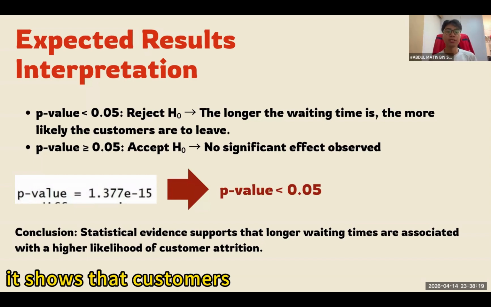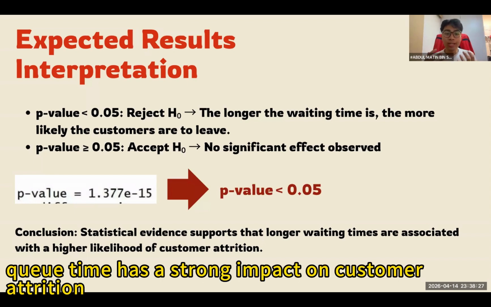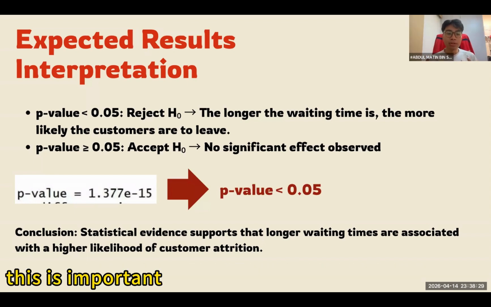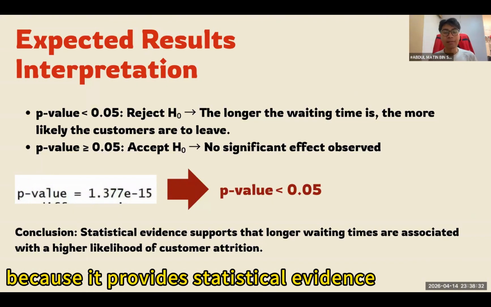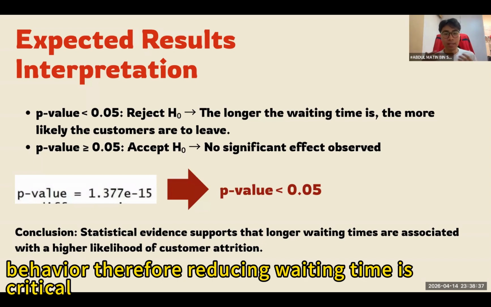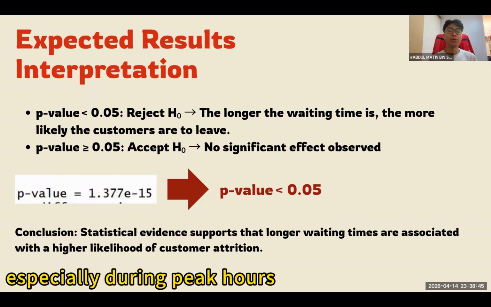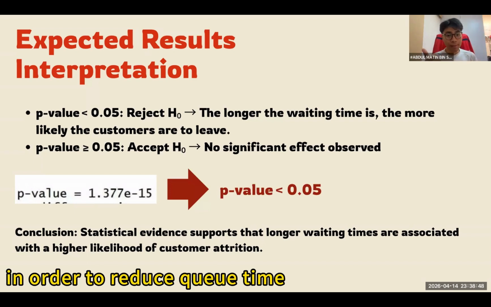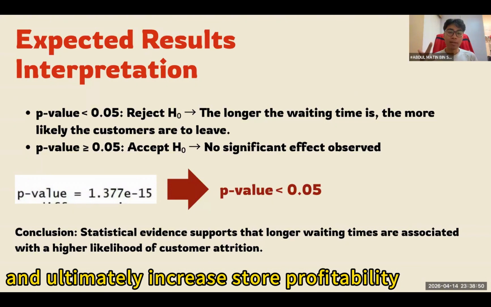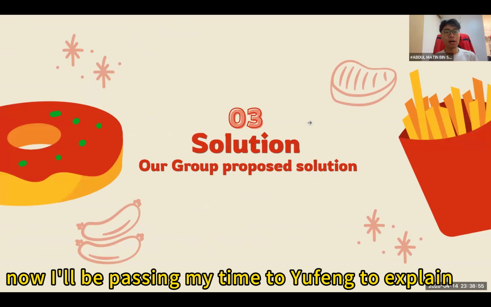More specifically, it shows that customers who experience longer waiting times are significantly more likely to leave the queue. In other words, queue time has a strong impact on customer attrition. This is important because it provides statistical evidence, rather than just assumptions, that long waiting times negatively affect customers' behavior. Therefore, reducing waiting time is critical. This directly supports our recommendation to increase the number of cashiers, especially during peak hours, in order to reduce queue time, improve customer satisfaction, and ultimately increase store profitability. Now I'll be passing my time to Yufeng to explain our group solution.